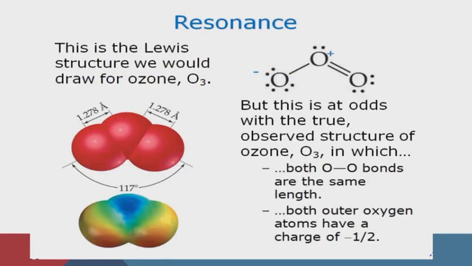Resonance. This is the Lewis structure we will draw for ozone, O3. But this is at odds with the true observed structure of ozone, O3, in which both O-O bonds are the same length, and the outer oxygen atoms have a charge of -1/2.